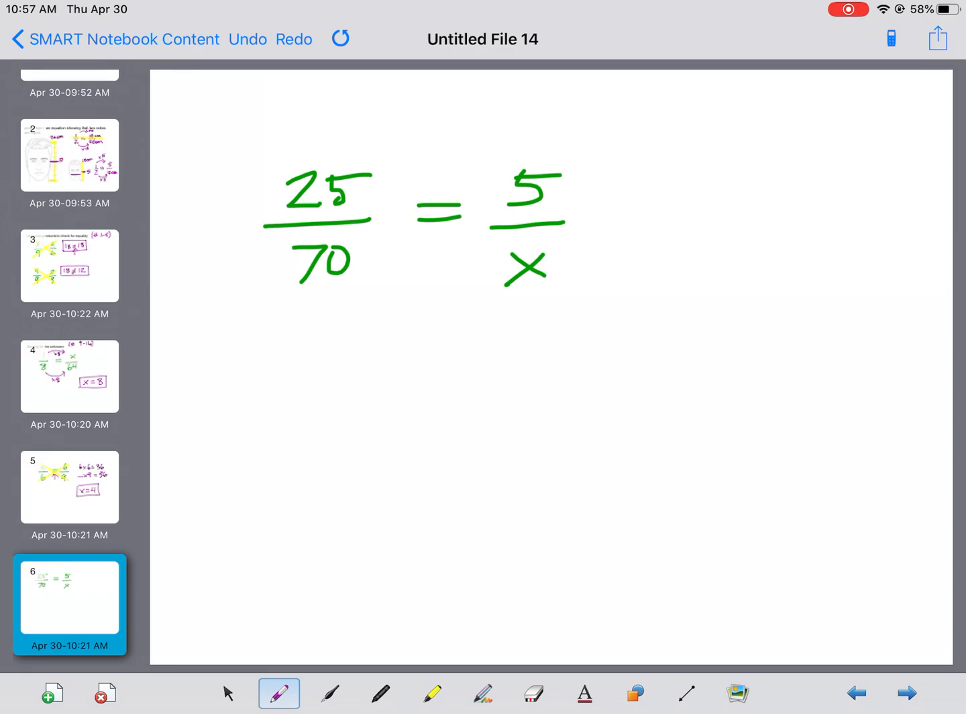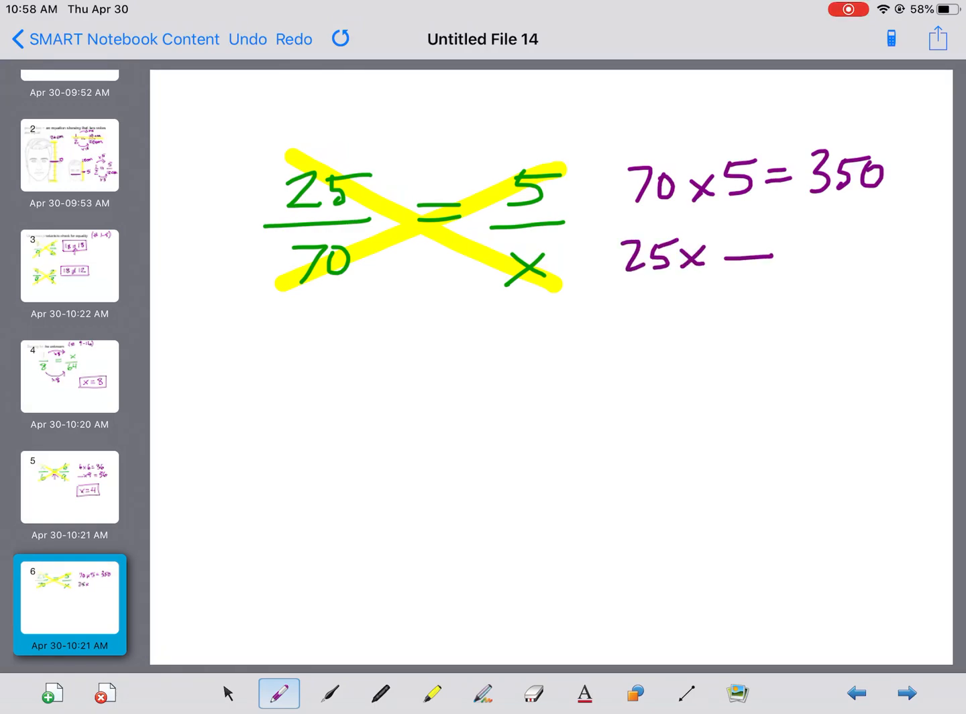However, you may also come across questions that look like this, with larger, more complicated numbers that are not so easy to do in your head. And I'm going to show you how to work with those. So start off with the two numbers that you can multiply with the cross products. So if you do 70 times 5, you end up with a 350. And now for the other one, we know that 25 times something should equal 350.